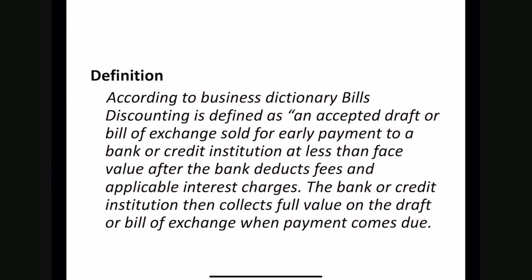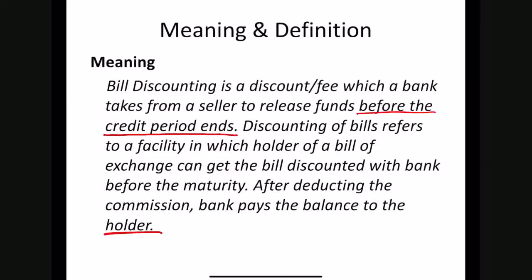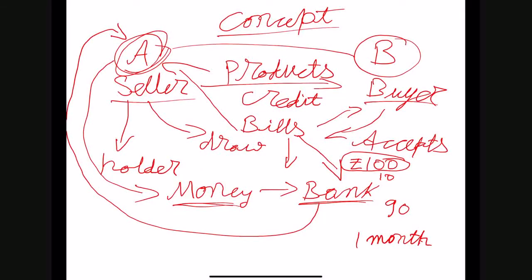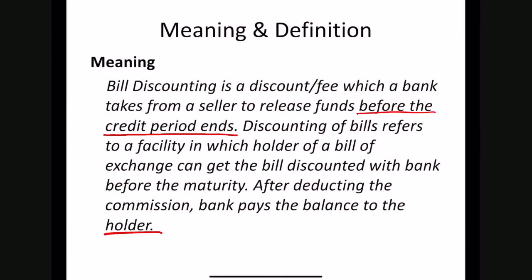Coming to the definition, the bills discounting is defined like this: an accepted draft or bill of exchange sold for early payment to a bank or credit institution at less than face value after the bank deducts fees, application charges. The bank or credit institution then collects full value on the credit or bill of exchange when payment comes due. So the bank will take the bill and he will wait till 1 month. After 1 month, he collects the money from B. He collects the amount 100 rupees and makes 10 rupees profit. So this is the business of bank or any other financial institutions.